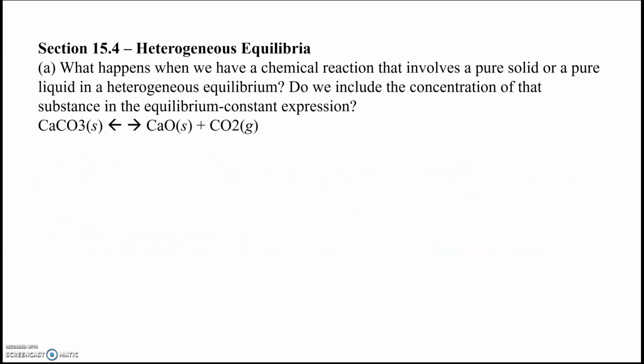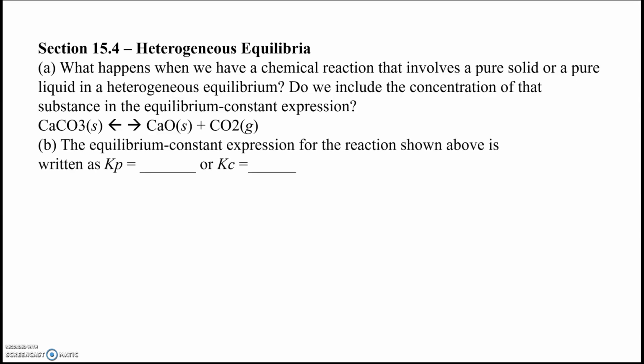All right, section 15.4, heterogeneous equilibria. Question A. What happens when we have a chemical reaction that involves a pure solid or a pure liquid in a heterogeneous equilibrium? Do we include the concentration of that substance in the equilibrium constant expression? So here's our first example. We have calcium carbonate solid reacting to form calcium oxide plus carbon dioxide gas.